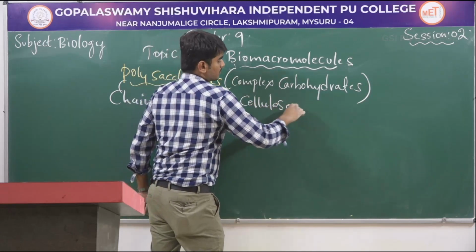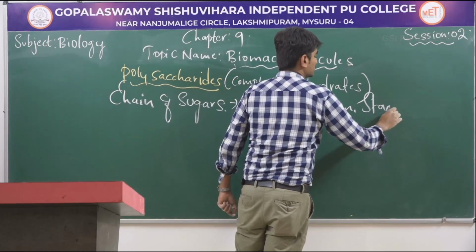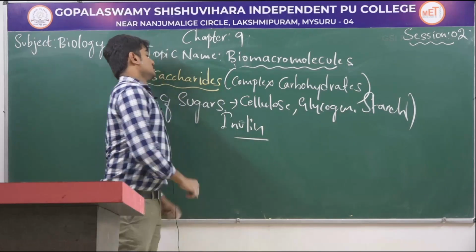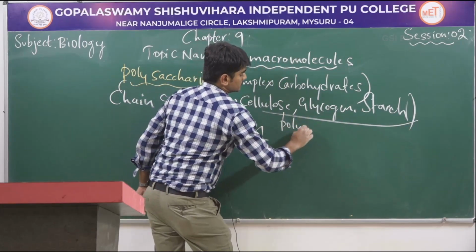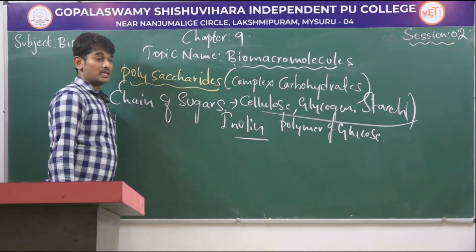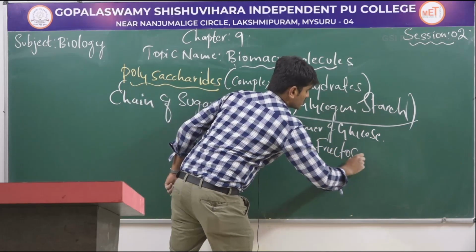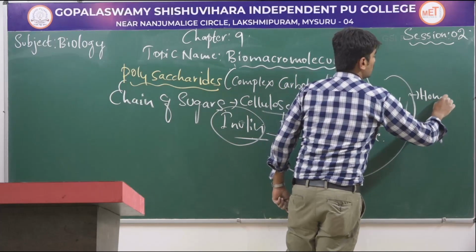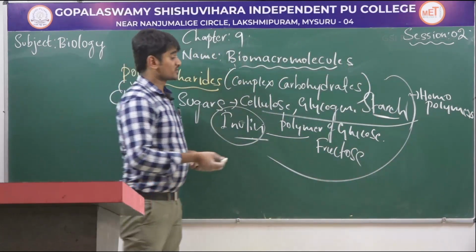Yes, it includes cellulose, glycogen, starch, and inulin. Cellulose, glycogen, and starch are all polymers of glucose. And inulin is a polymer of fructose. Both are homopolymers. Homo means same. See here, the starch forms a secondary structure of helix.